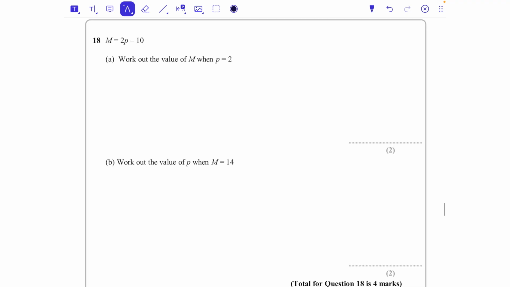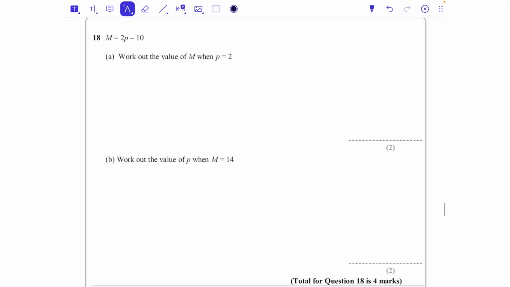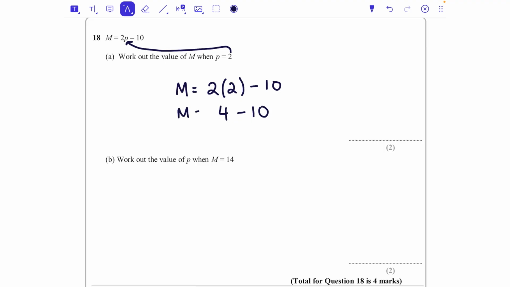Question number 18, we've got some algebra. M equals 2p minus 10. Work out the value of m when p is 2. So all we're doing here is substituting. We're changing this p to be a 2. Now remember that 2p means 2 lots of p. So now we know it's 2 lots of 2. And then we need to take away 10. So m equals 2 lots of 2, take away 10. We're just changing that p to be 2. 2 times 2 is 4. And then we're taking away 10. Now don't get this the wrong way round.